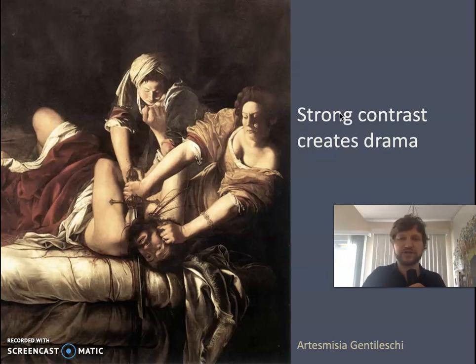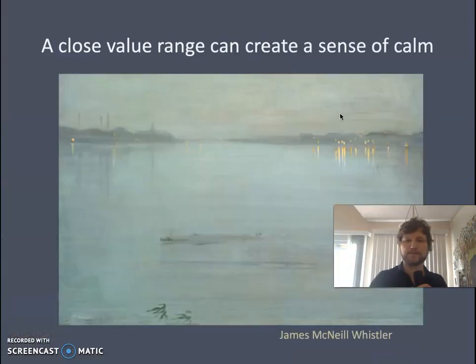It's a picture by Artemisia Gentileschi, and she's telling the story of Judith slaying Holofernes. She's cutting off his head, and that's not something that happens every day, so it's very dramatic, right? Whereas this is something that's very calming, right?